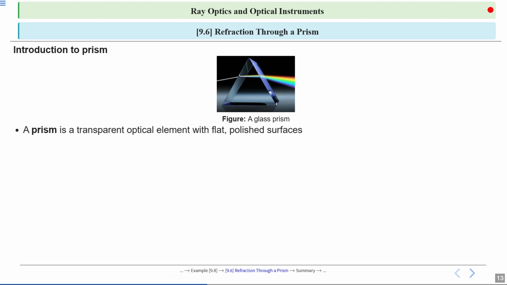So a prism is a transparent optical element with flat polished surfaces. These surfaces are designed to refract the light, which means they bend the light as it passes through. This bending is essential for various optical applications.